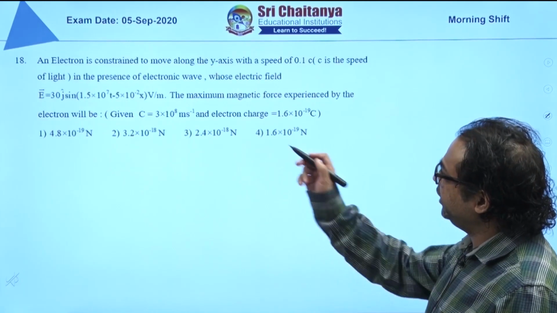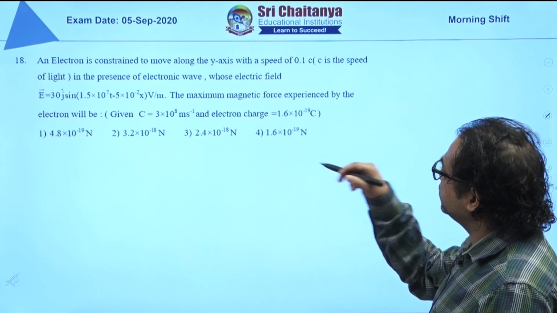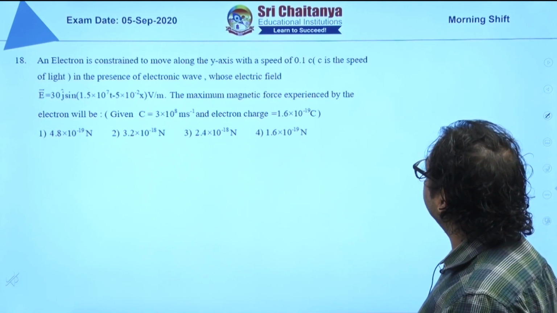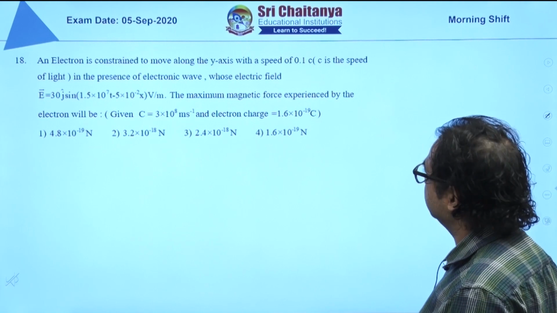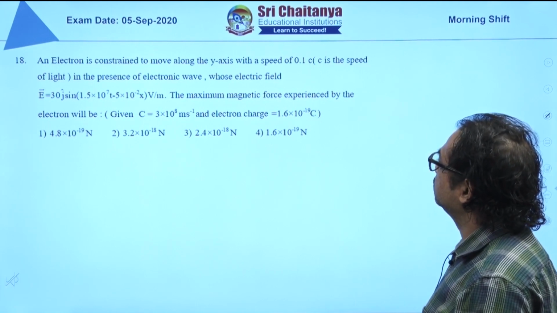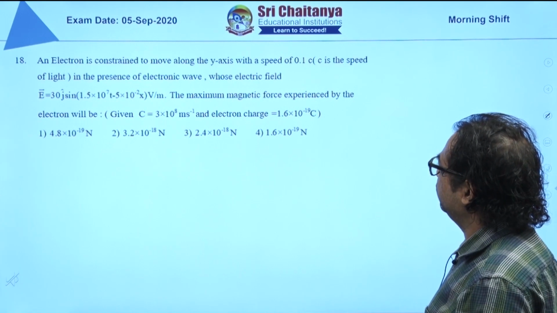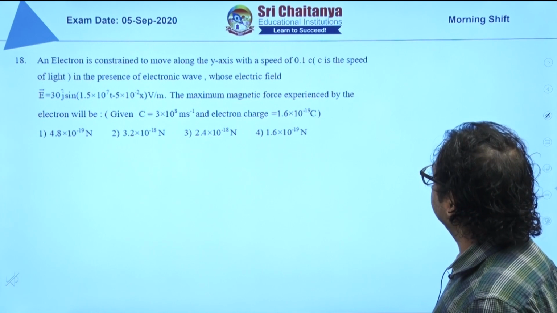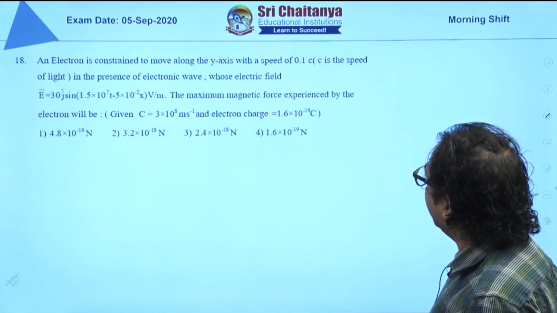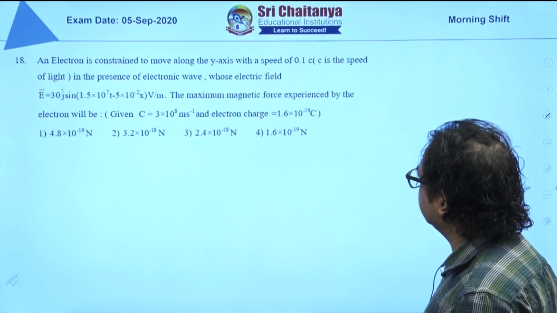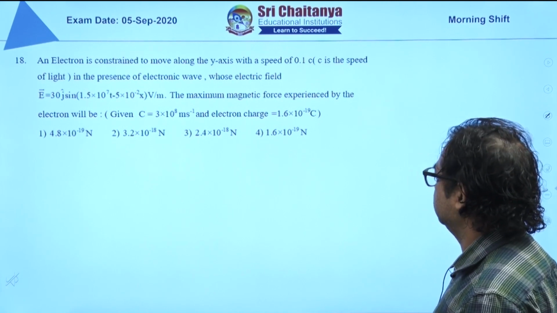Now, question number 18. An electron is constrained to move along the y axis with a speed 0.1 c, where c is the speed of light, in the presence of an electromagnetic wave. The electric field is given by this formula. What is the maximum magnetic force experienced by the electron? Okay, fine.